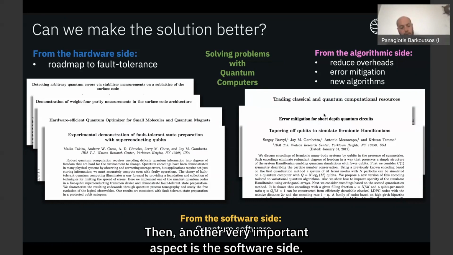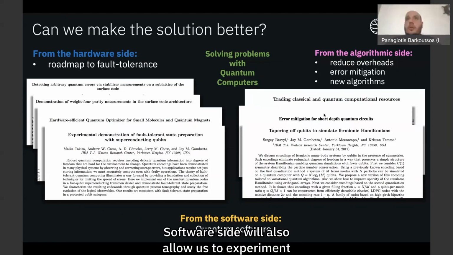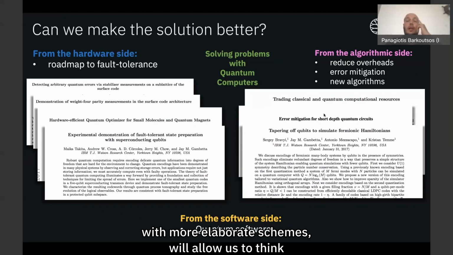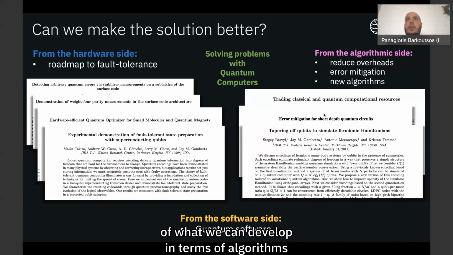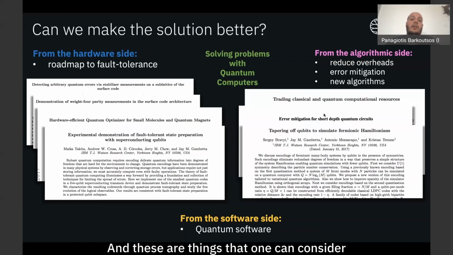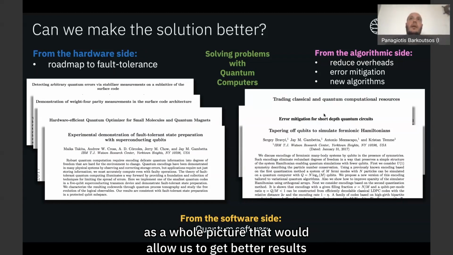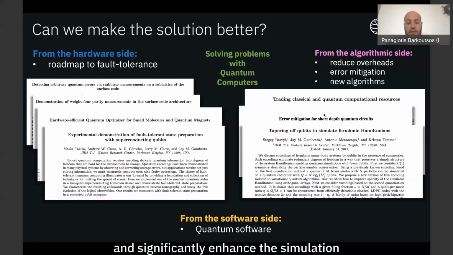Then another very important aspect is the software side. The software side will also allow us to experiment with more elaborate schemes, will allow us to think of what we can develop in terms of algorithms and what we can do in order to make it better. And these are things that one can consider as a whole picture that will allow us to get better results and significantly enhance the simulation of molecular systems and quantum chemistry on near-term quantum computers.